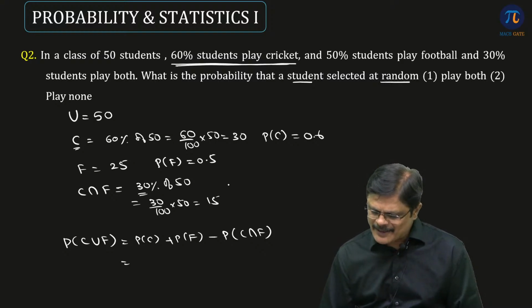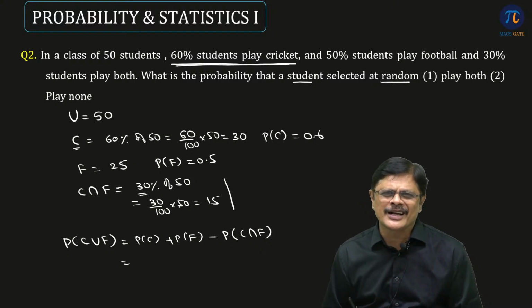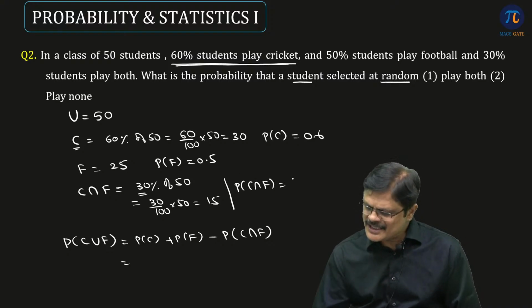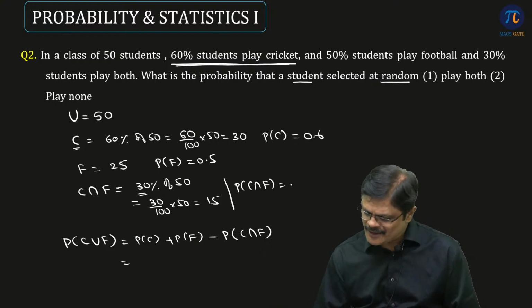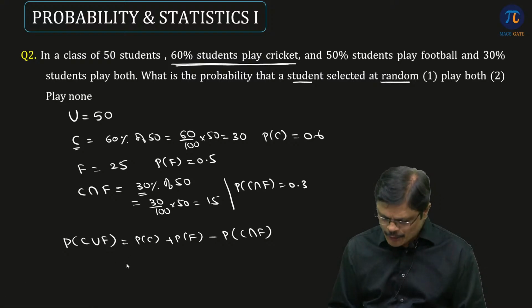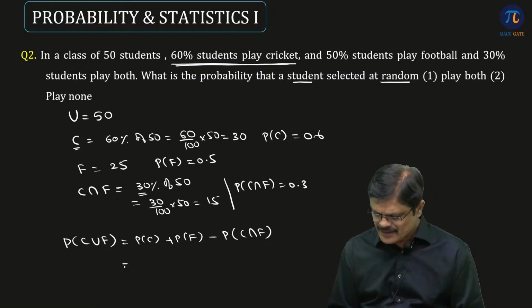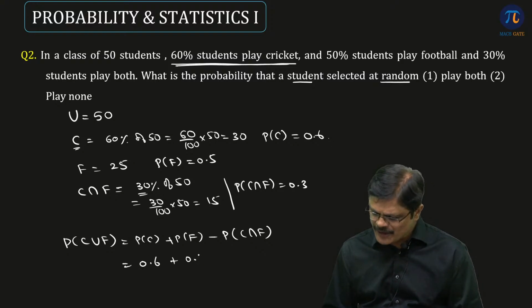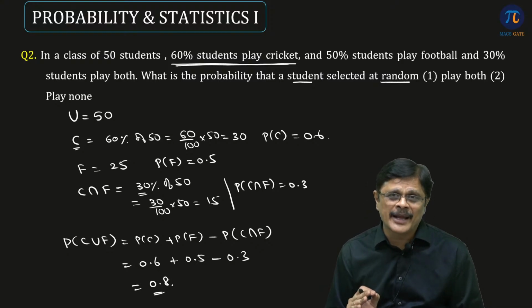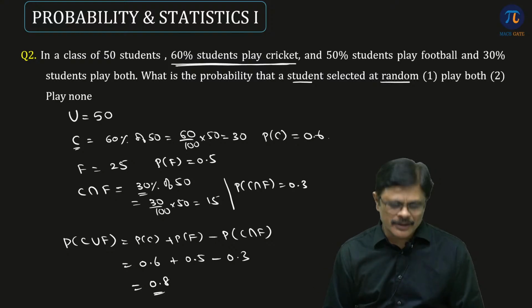And for the 30%, why do this, sir? We don't need to calculate those numbers, we just need the values. So what is the probability of C intersection F? This percentage is nothing but probability. It is 0.3. If you want to know the numbers, you can do that. So probability of C is directly given as 0.6, probability of F is 0.5, and probability of C intersection F is 0.3. So this is 0.8. That is, 80% of the students play cricket or football.